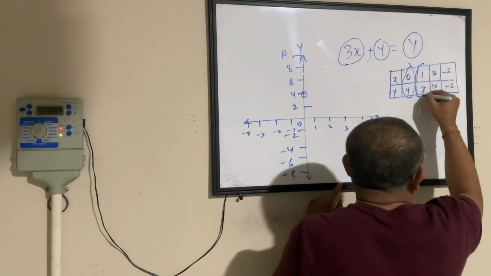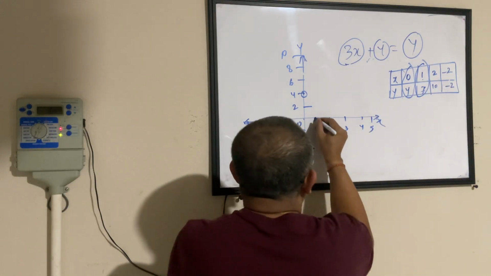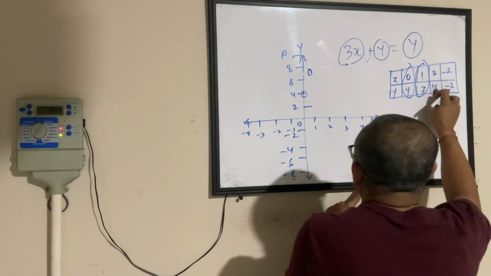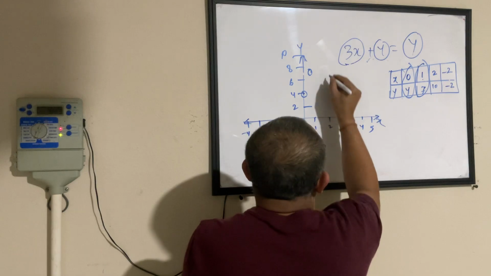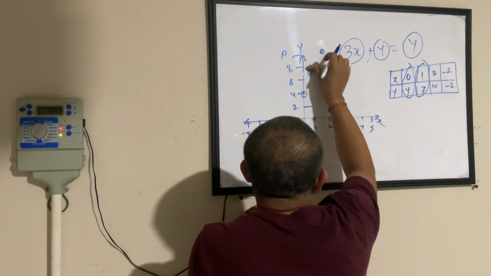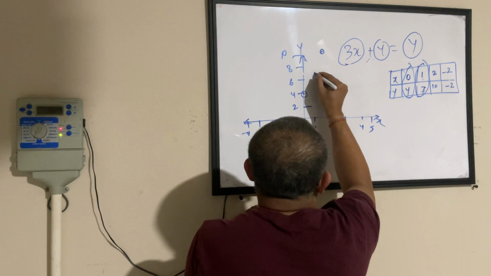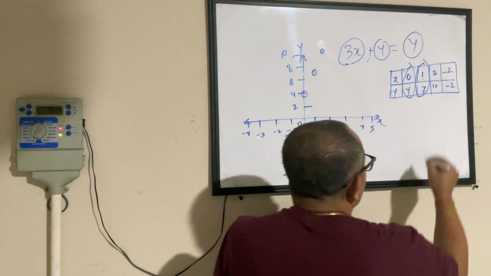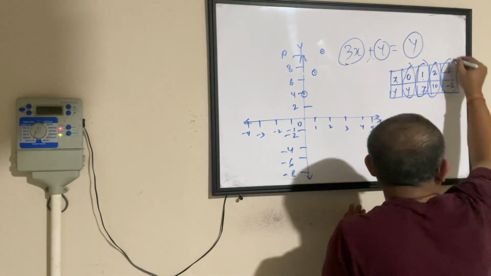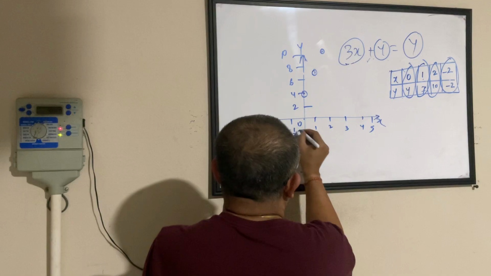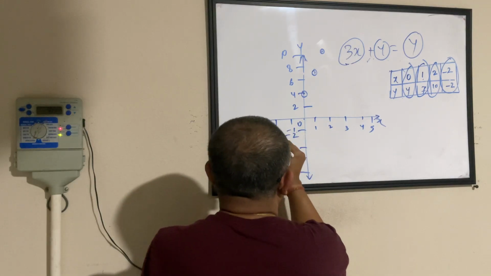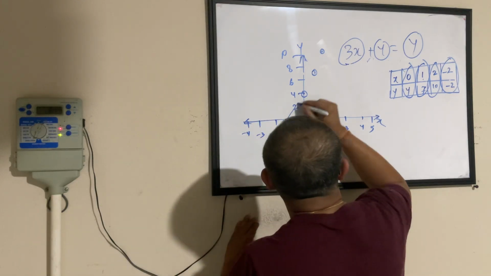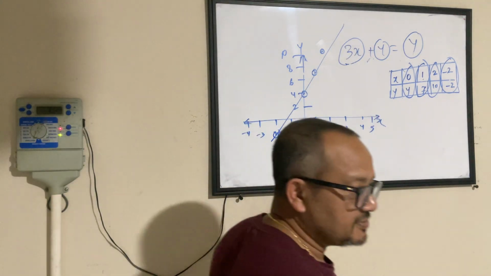Second point is 1 and 7, meaning x is 1, y is 7. It's somewhere here. Third point is 2 and 10. When x is 2, y is 10, somewhere here. Maybe I'm not plotting it well; I've not done a good job with the drawing and it might not look straight. So this point is also taken care of. Now minus 2 and minus 2, here at minus 2. If you join these points, it makes a straight line.